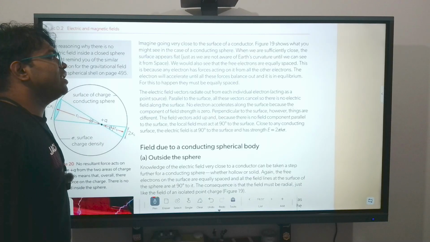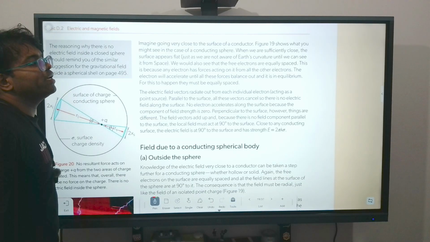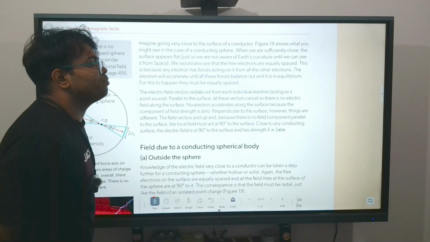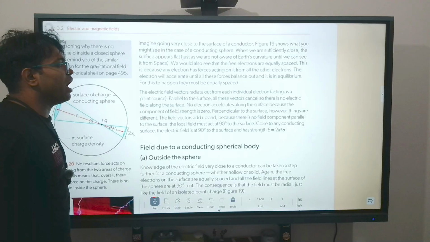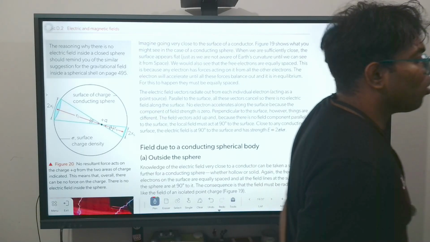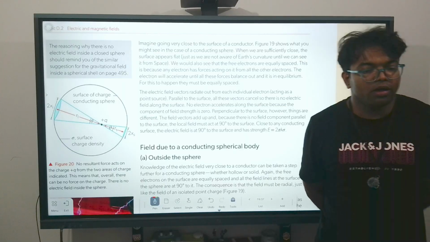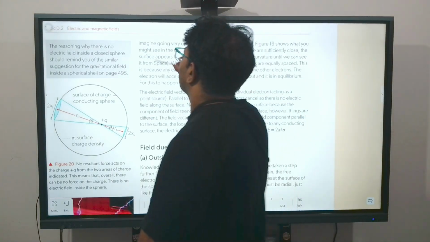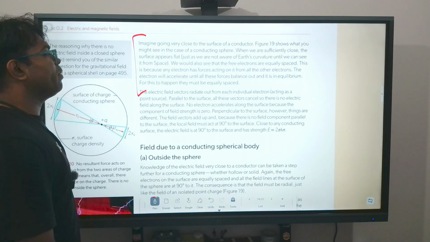This is because any electron has forces acting on it from all the other electrons. The electrons will accelerate until these forces balance each other out and it's in equilibrium. For this to happen, they must be equally spaced. The electrons on the surface must be equally spaced. Understood? This is a little bit of an imaginative part only. You don't have to know it by heart.